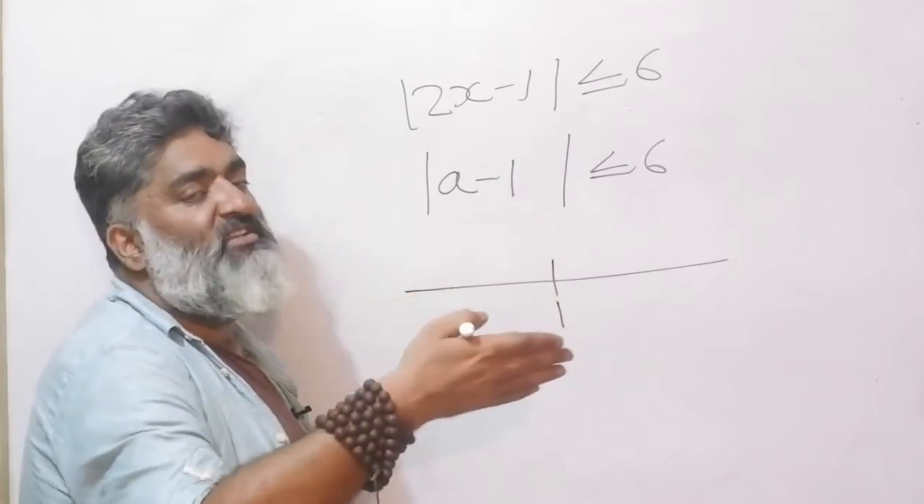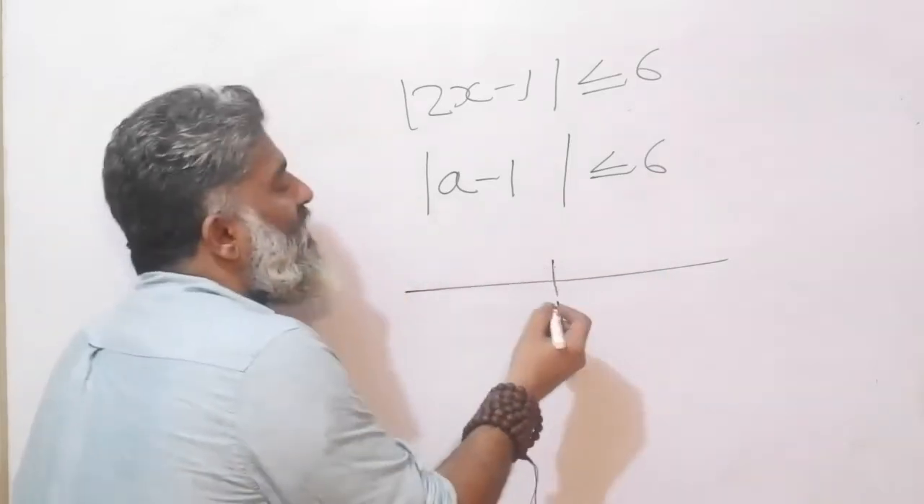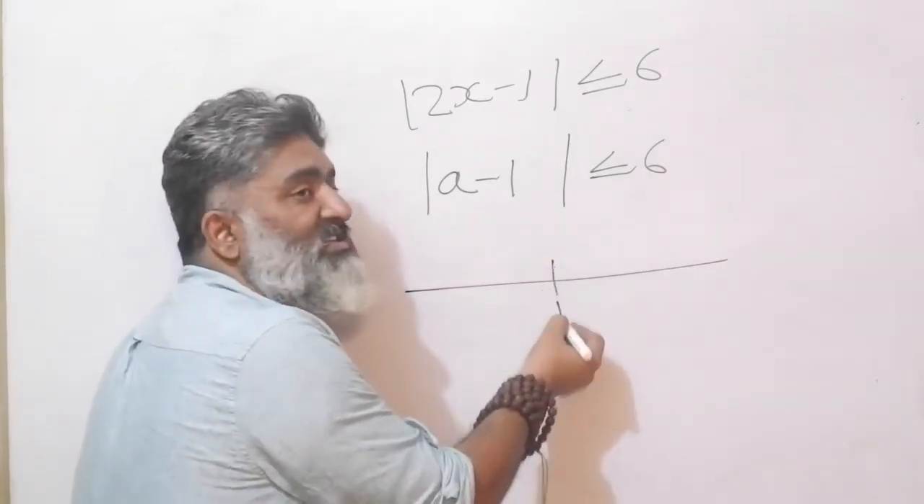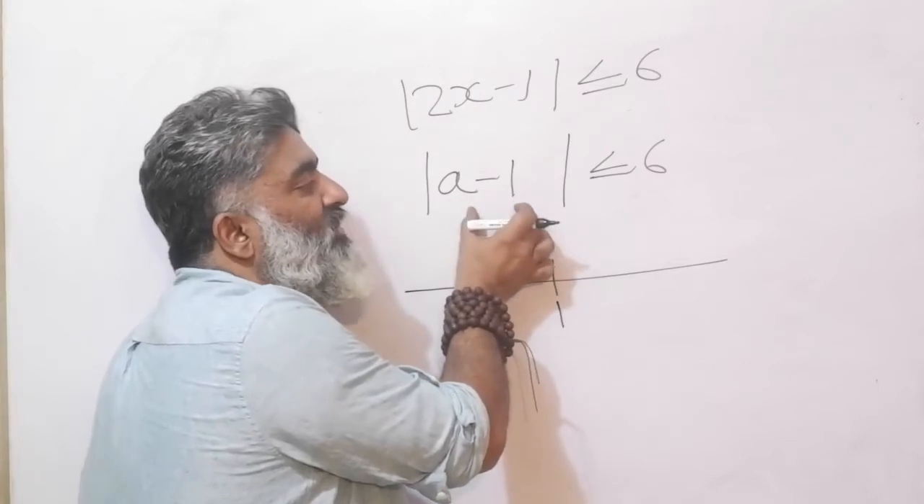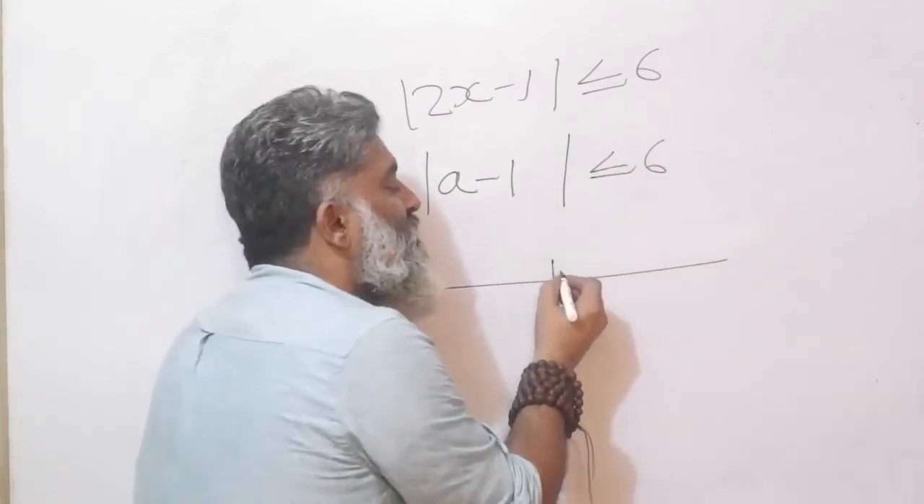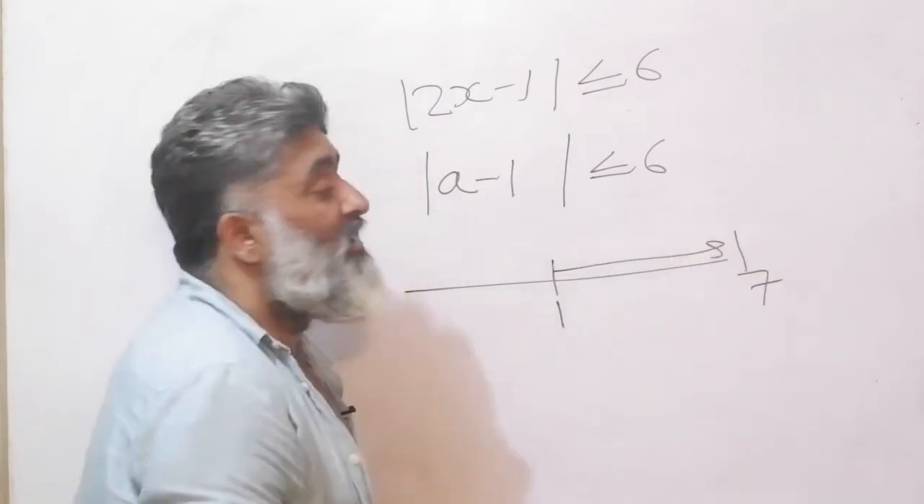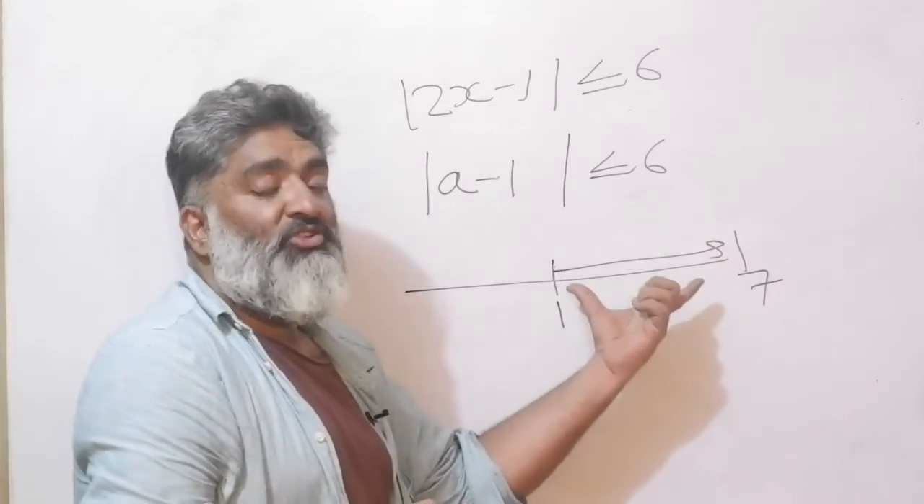Can he be 7 points away? No. Can he be 10 points away? No, because there is a limit being put here, right? And now let me think of a, and a's distance from 1. A's distance from 1 can go up to 6, right? So from 1, go 6 units away, where will you reach? 7. Is it 6 units for sure?